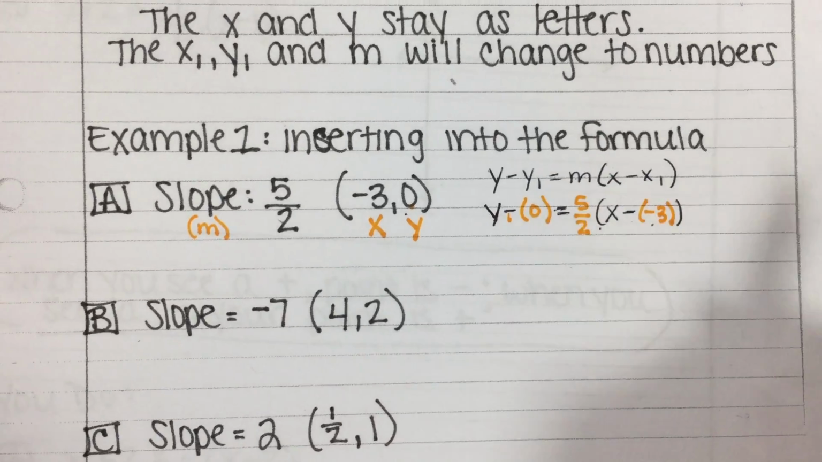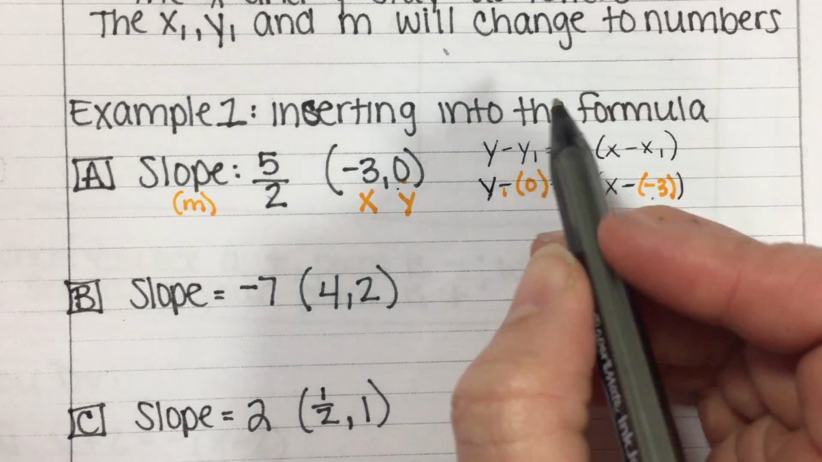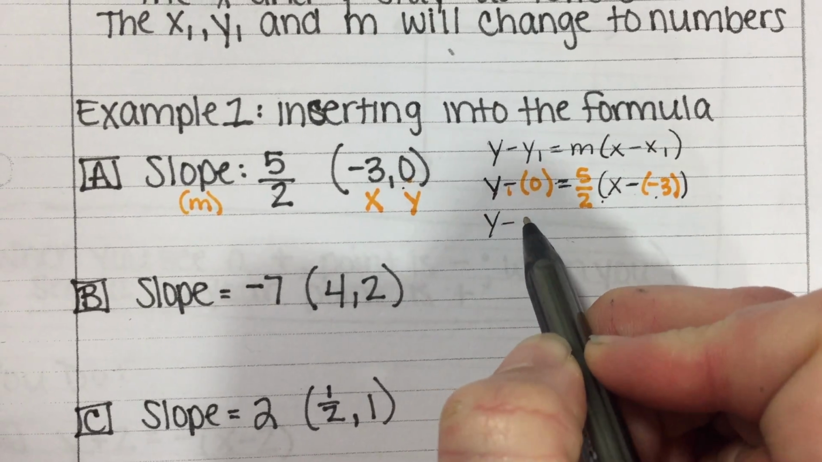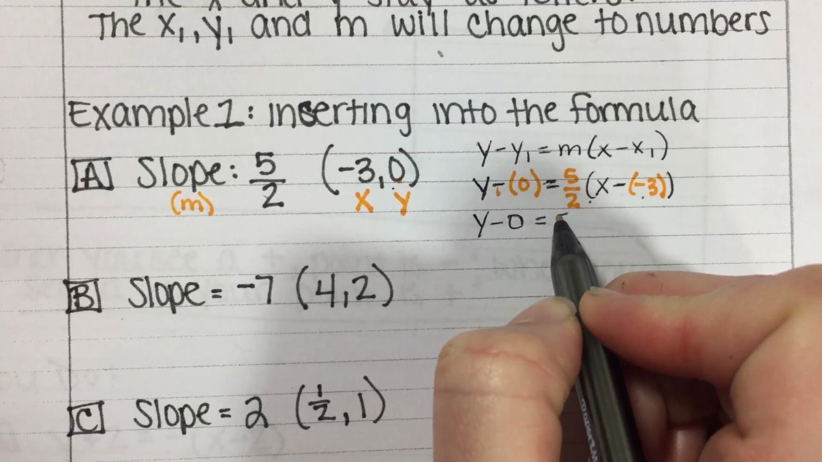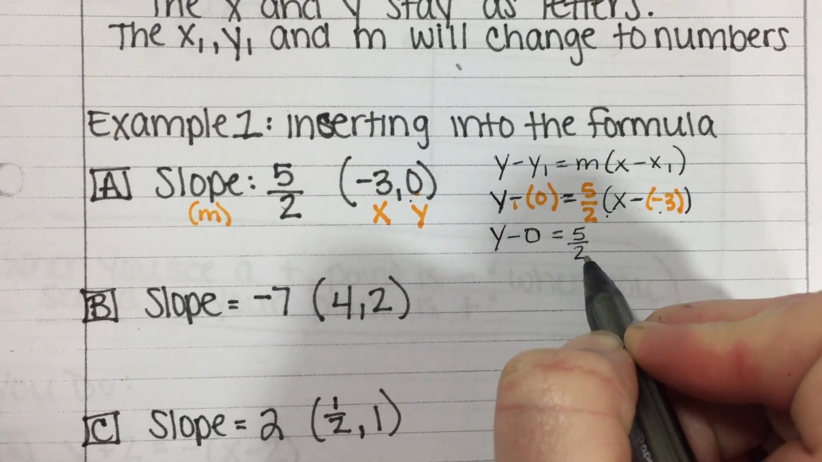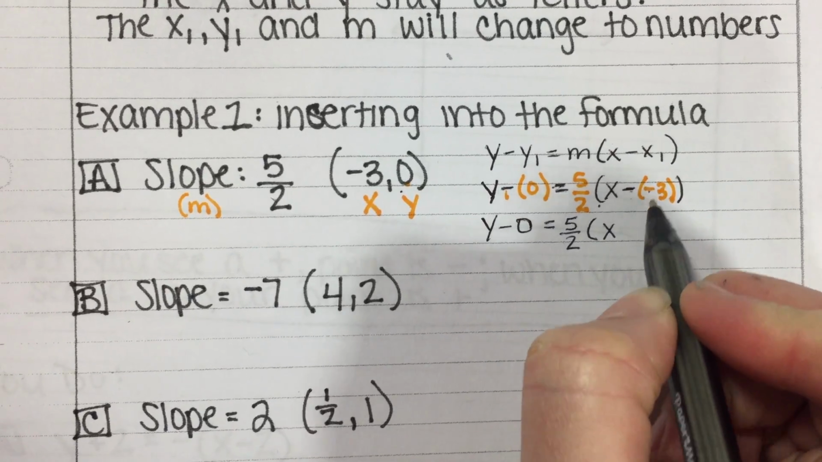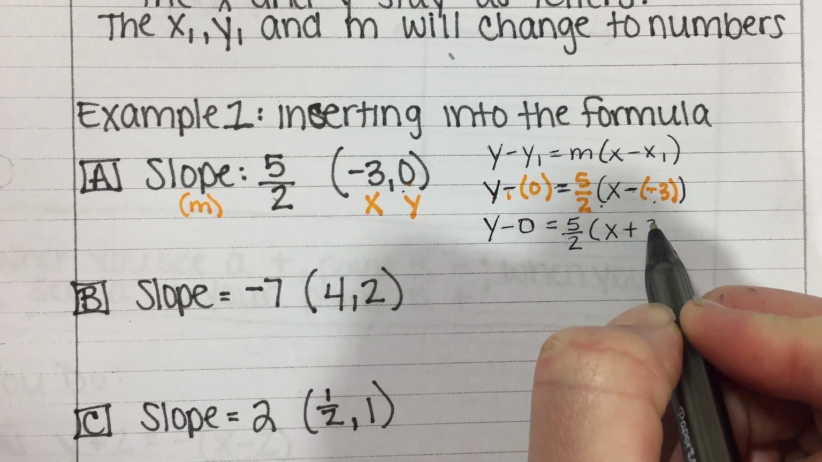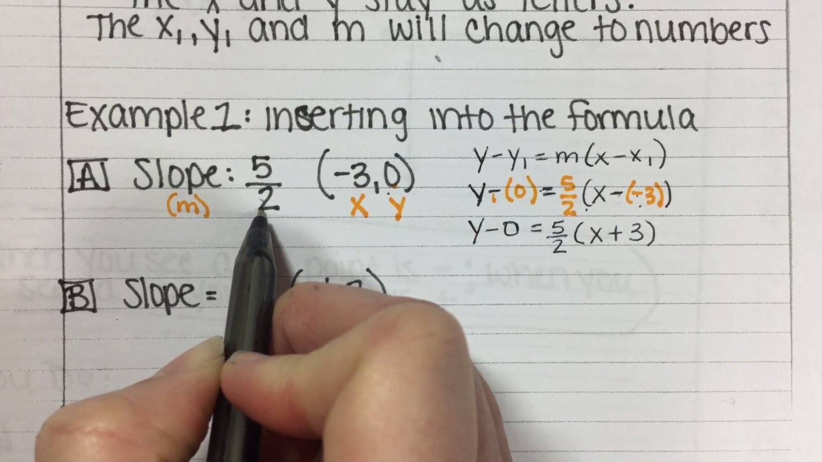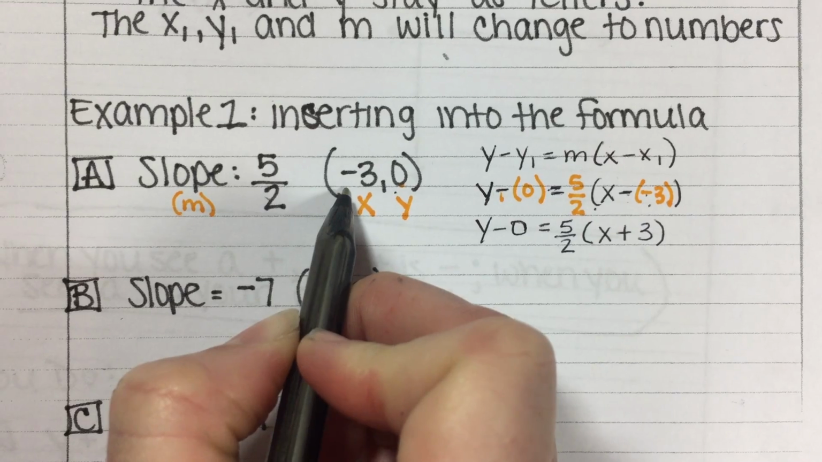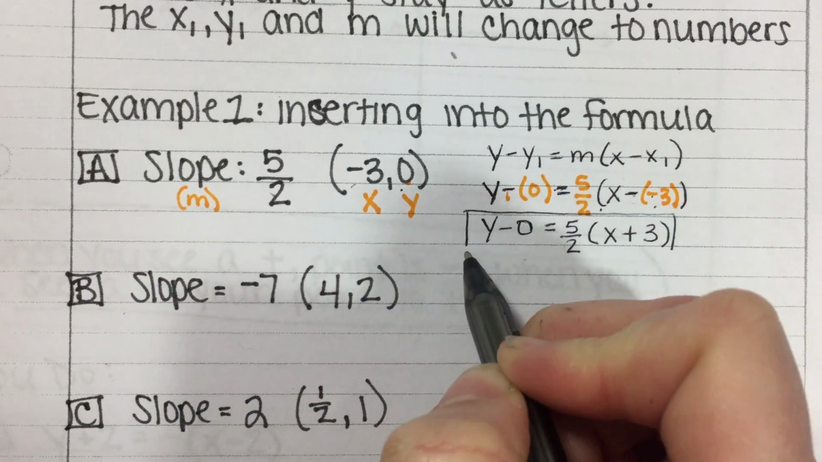And what I mean by solving is we need to change any signs and remove any parentheses that are internal. So here we're going to keep y minus 0. We're going to keep our equal sign. We're going to keep our 5/2, parentheses, x. Then we remember a negative and a negative make a positive. So this data, the slope of 5/2 and the point -3, 0, results in this form.